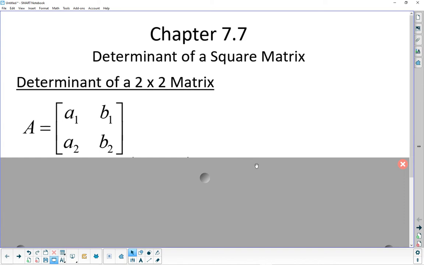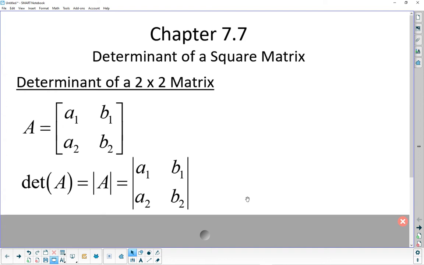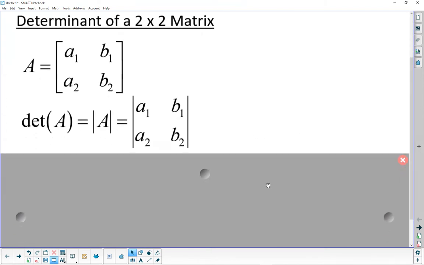The determinant, we're going to use DET with the A, or you can also put an absolute value bar around the A. This represents a couple of different things. Obviously it represents absolute value, but in this case A is a matrix, so the bars around the A represent the determinant. In higher level math, you can also call that the order of matrix A.